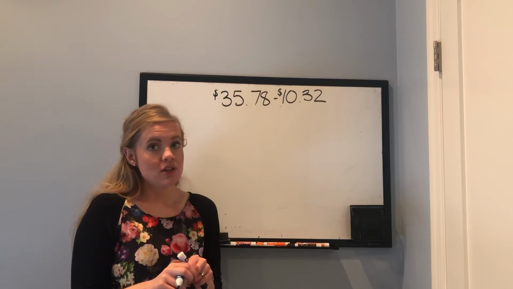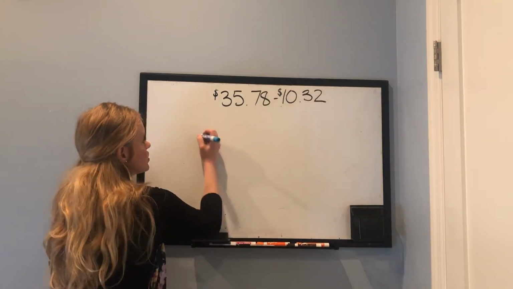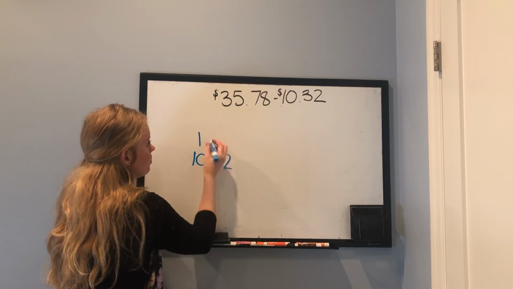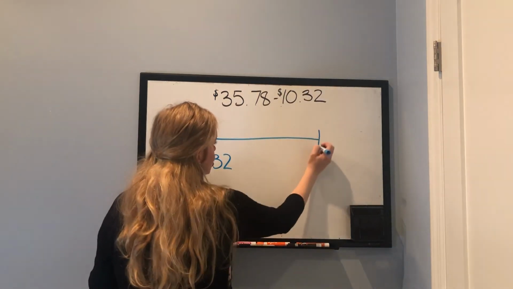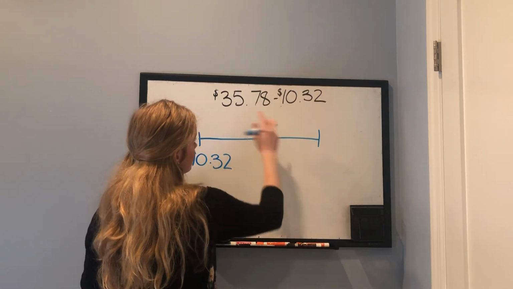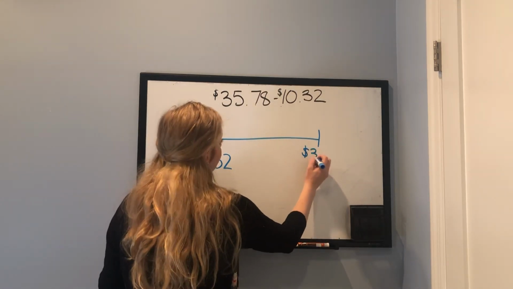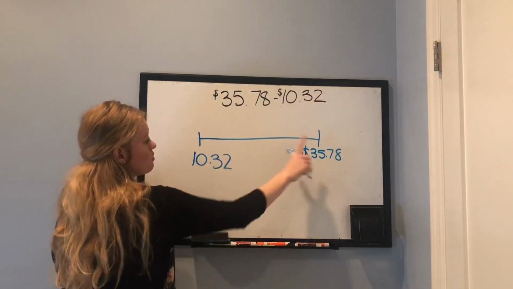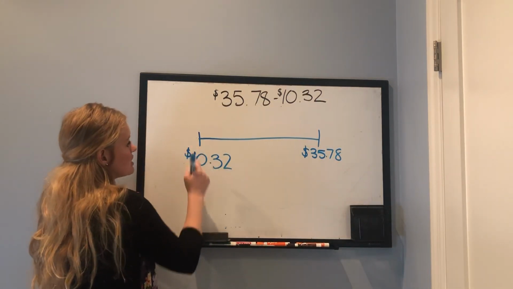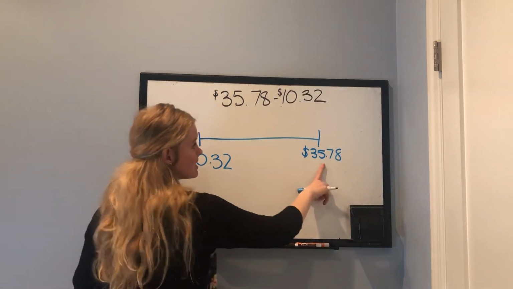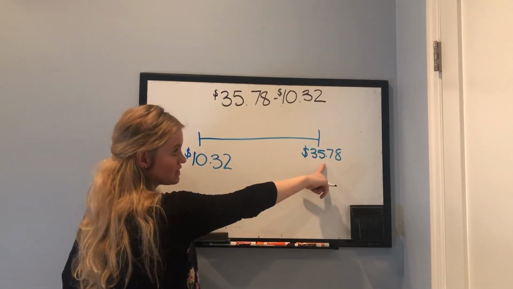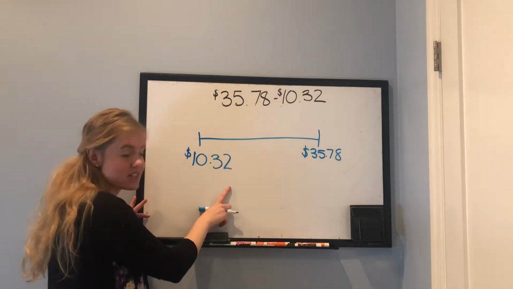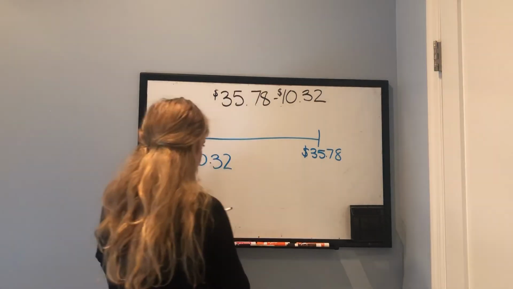So when we're doing subtraction on a number line, we're always going to start with the smaller number. And then we actually do have an ending point. It's the larger number. So we are figuring out how much money is in between $10.32 and $35.78. So we're finding the difference between $10.32 and $35.78.